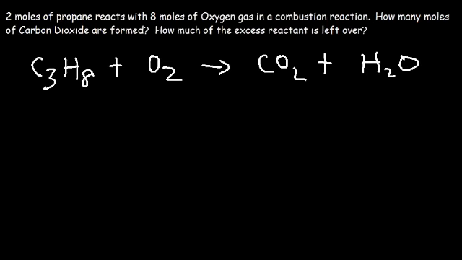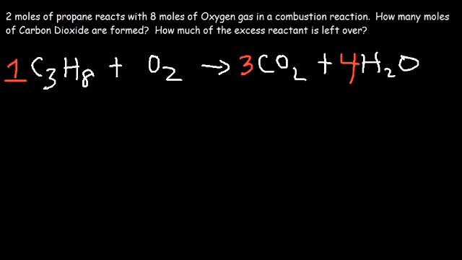Whenever you're balancing a combustion reaction, balance the carbon atoms first, and then the hydrogens, and save the oxygen atoms for last. So notice that we have 3 carbon atoms on the left side. So we need to put a 3 in front of CO2. Notice that we have 8 hydrogen atoms on the left, but 2 on the right. 8 divided by 2 is 4. So we need to put a 4 in front of H2O.